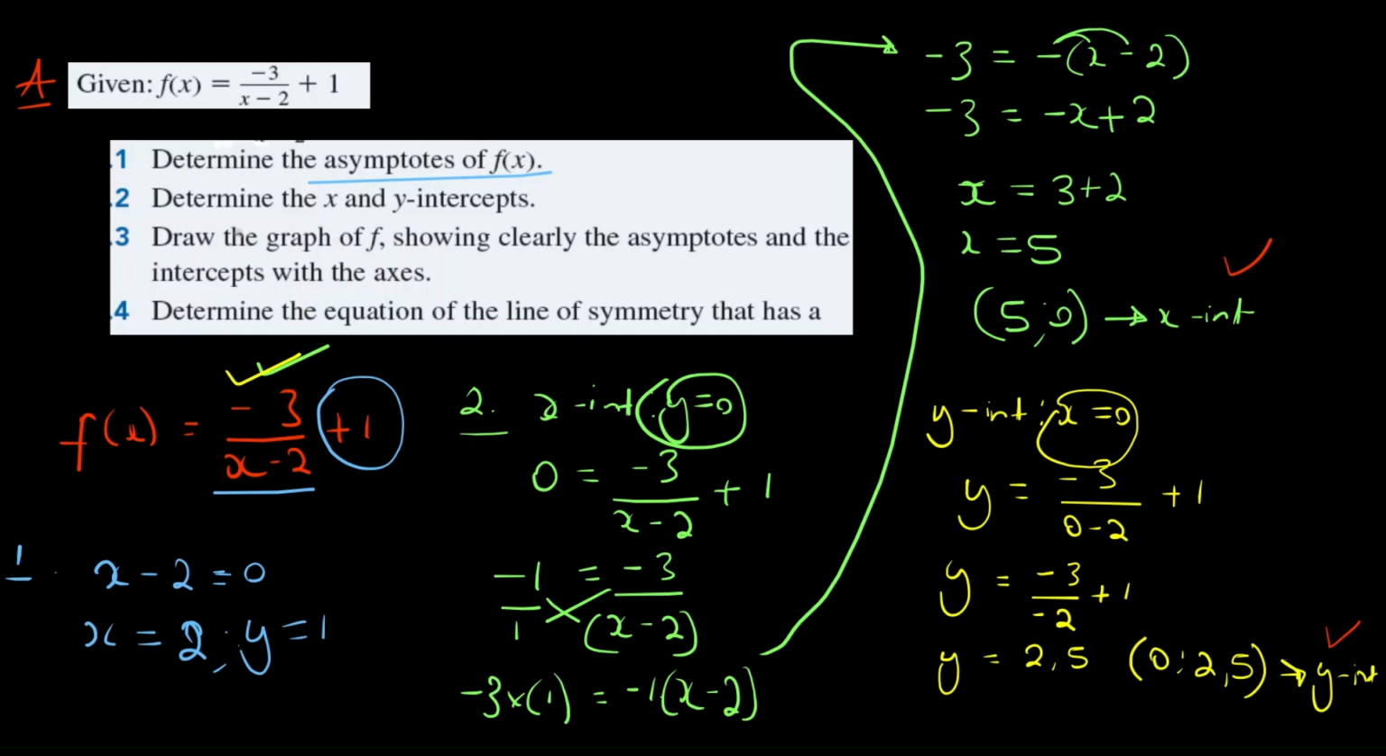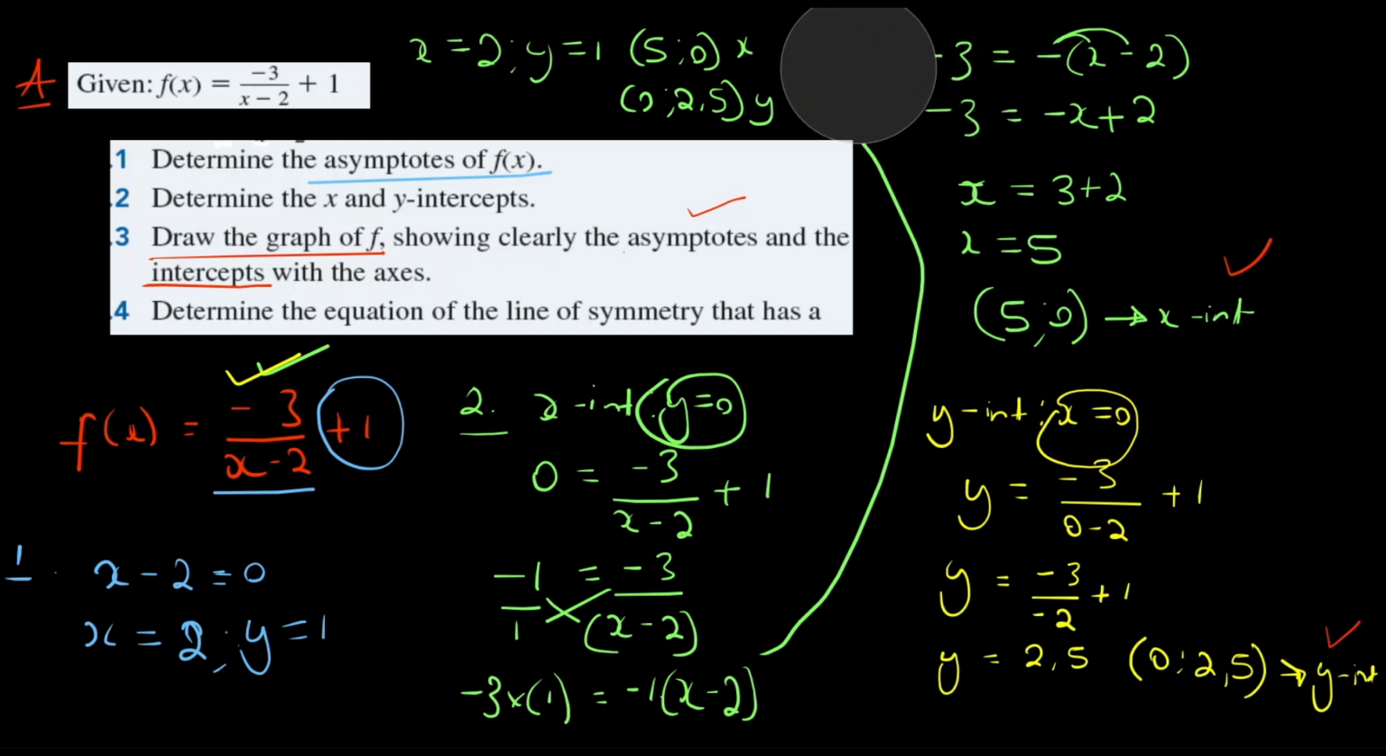Now we can move on to the next question, which says draw the graph of f by showing clearly the asymptotes and the intercepts with the axes. So the intercepts, they're referring to the x-intercept and the y-intercept. So the important information we calculated is, we know the asymptotes are x is equal to 2 and y is equal to 1, and we calculated that the x-intercept is (5, 0), and the y-intercept is (0, 2.5). So let's go ahead and try and sketch our graph.